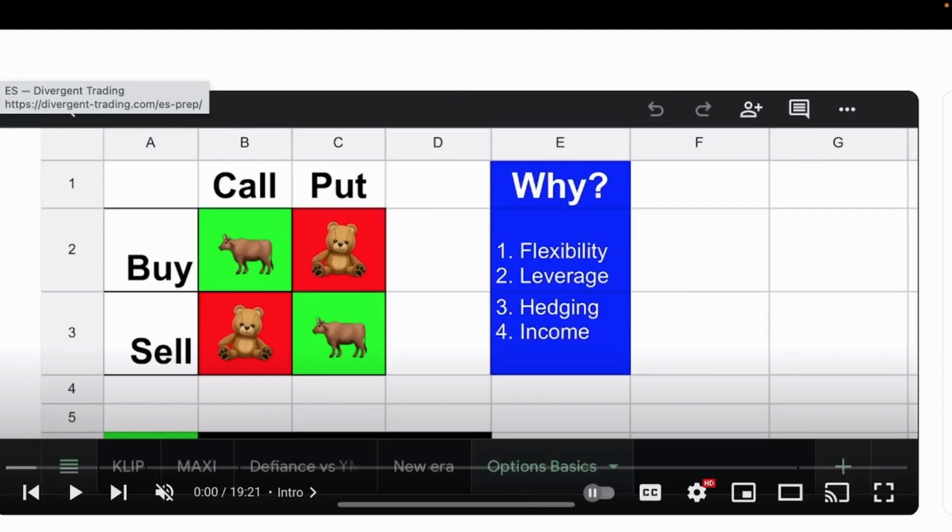We'll get into all that in a few days. But when you sell a put, it's a bullish play. At the very most basic level, that's very true.